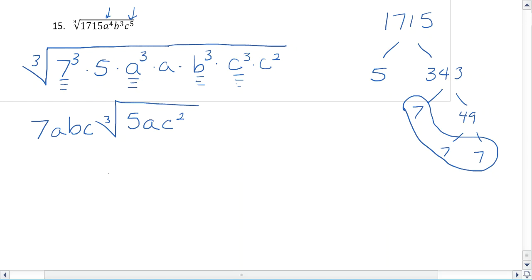Okay, that problem wasn't so bad at all when we just broke it down into its perfect cubes. All right, now you have the knowledge you need to simplify radicals, so have a radical time with that.